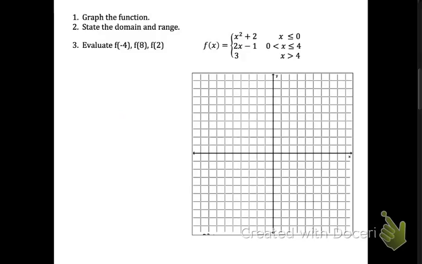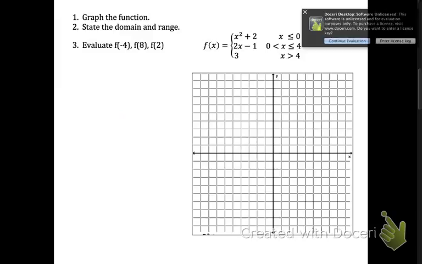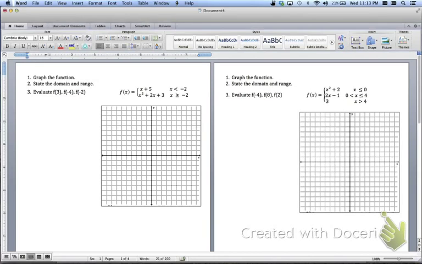Now, there's another reason that this one is different than the ones we've looked at before, and that's, hold on, go away. Let me put this back. It's doing weird things. Hang on.